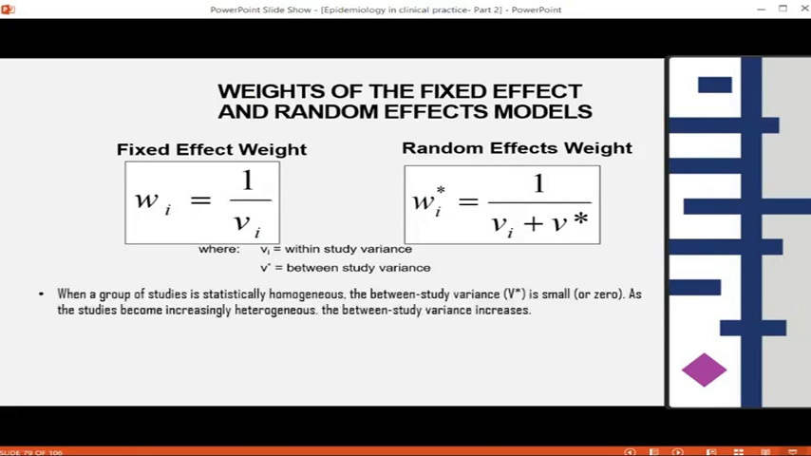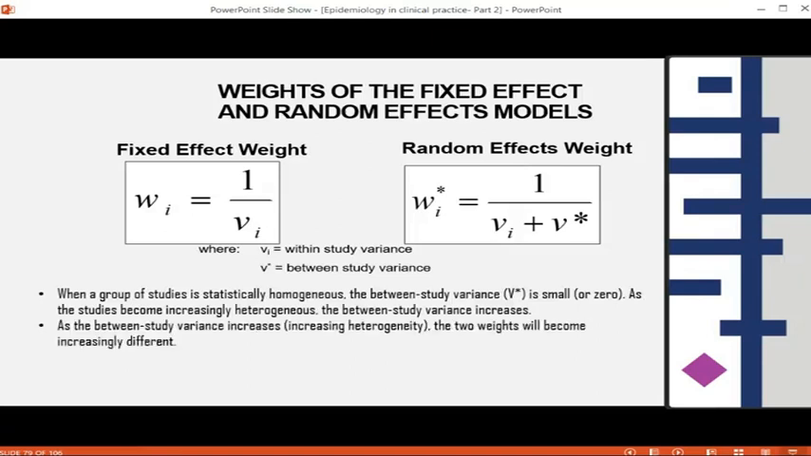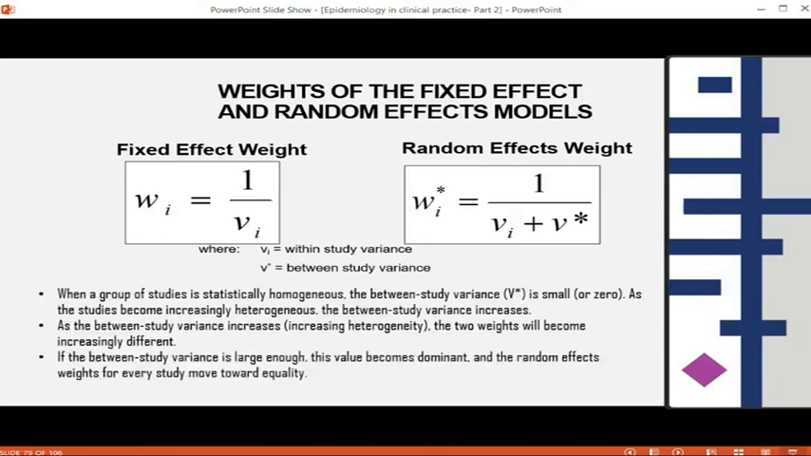So there's only one source of variation. But if you look at the random effects model, it's got two sources of variation. One is the within study variation, which is the width of the confidence interval, and the other is the between study variation, which is the difference in the estimates across the studies themselves. When you have two sources of variation, the weights become increasingly different. When the between study variation is large enough, it becomes the dominant source, and the weights get more and more equal.